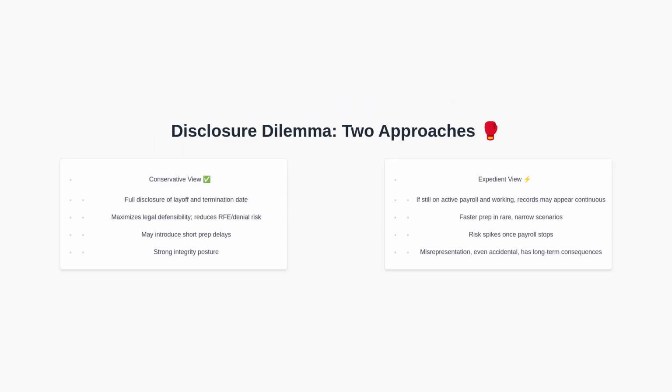Here we contrast two approaches. The conservative view calls for full disclosure of the layoff and precise termination date, which maximizes defensibility and reduces the chance of a request for evidence or denial, though it may introduce short preparation delays.